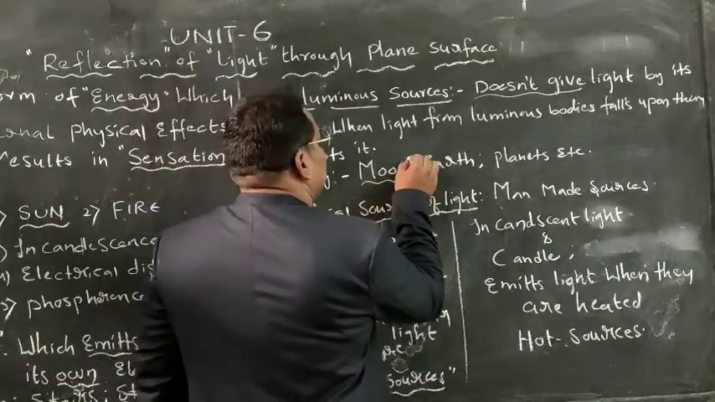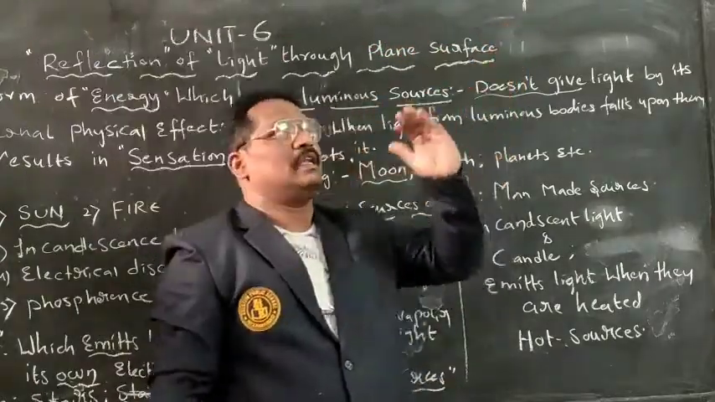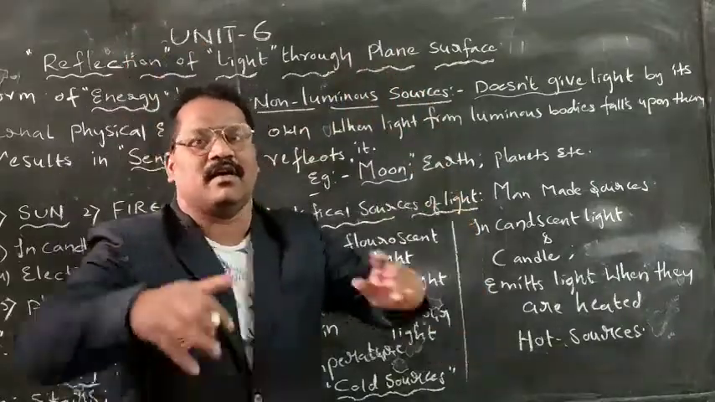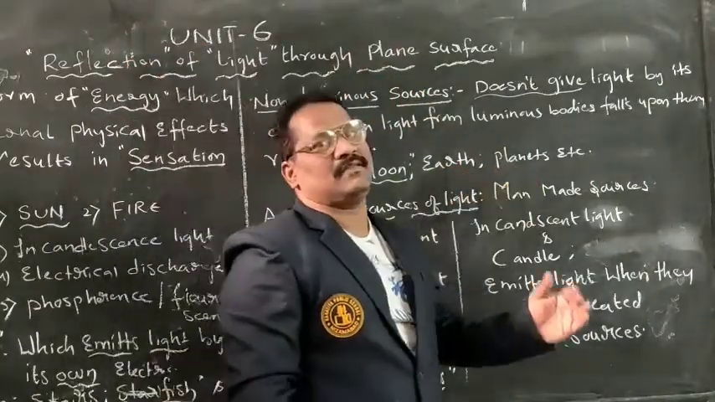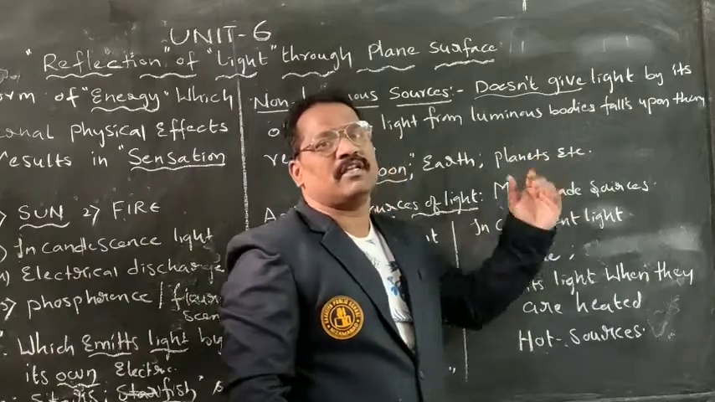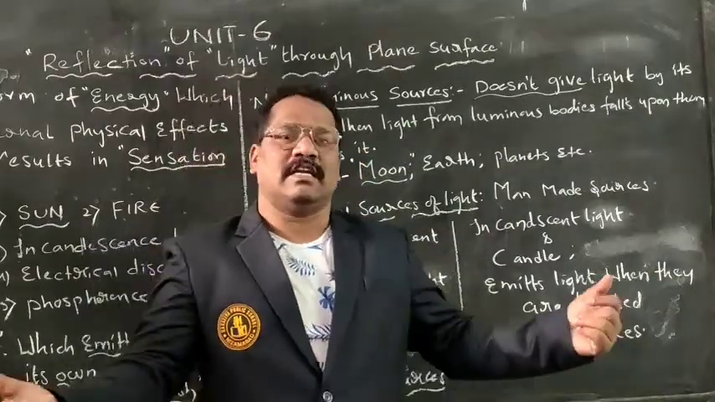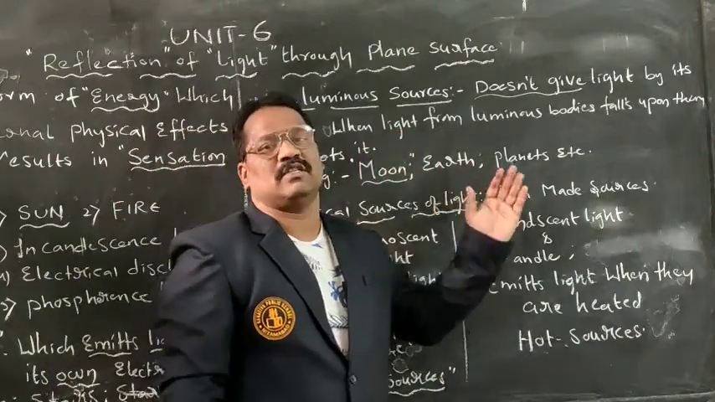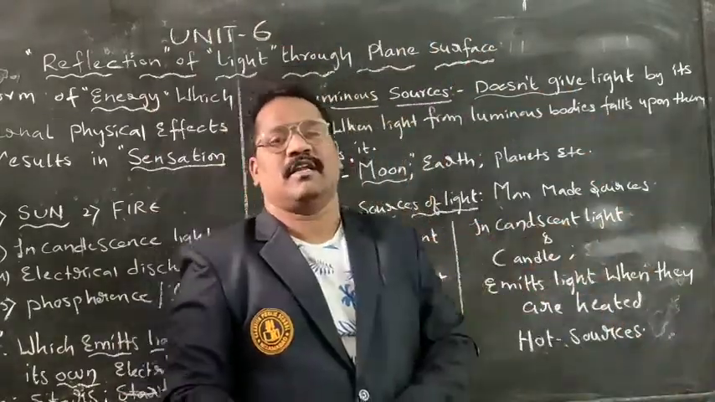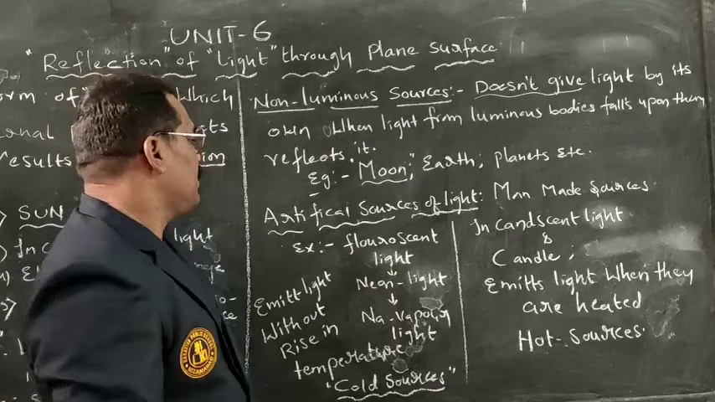Example, the moon. As the moon exists in the sky, when sunlight falls on the surface of the moon, it reflects light. As well as the earth. When sunlight falls upon the surface of the earth, we can see the earth. And planets, the celestial bodies which exist in the universe, are also non-luminous sources. And all the equipment in our home, tables, chairs, etc., are also non-luminous sources. They cannot emit light by themselves, but when light is incident on the object, we can see those objects clearly. We call them non-luminous sources.